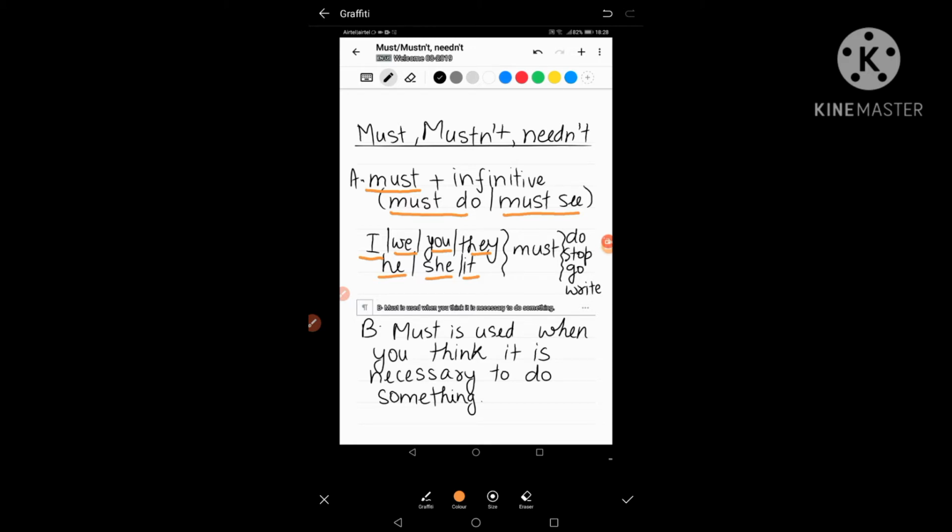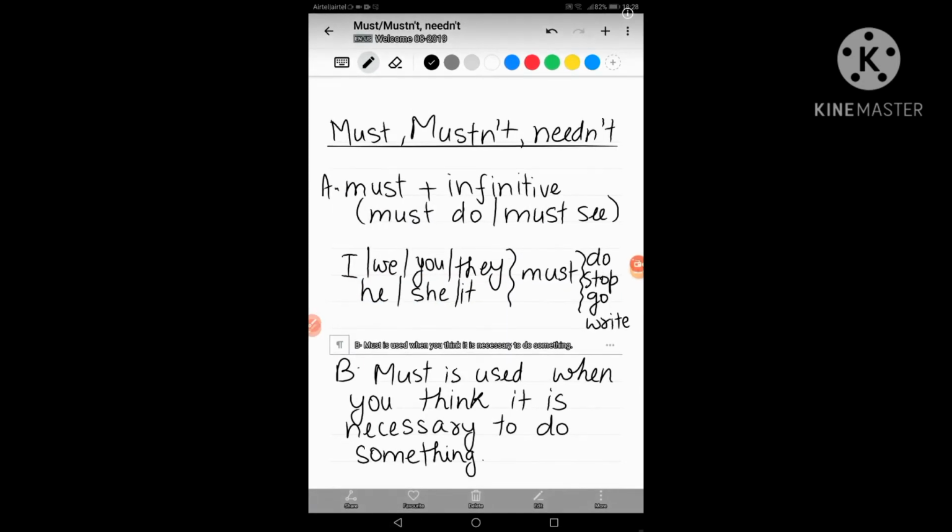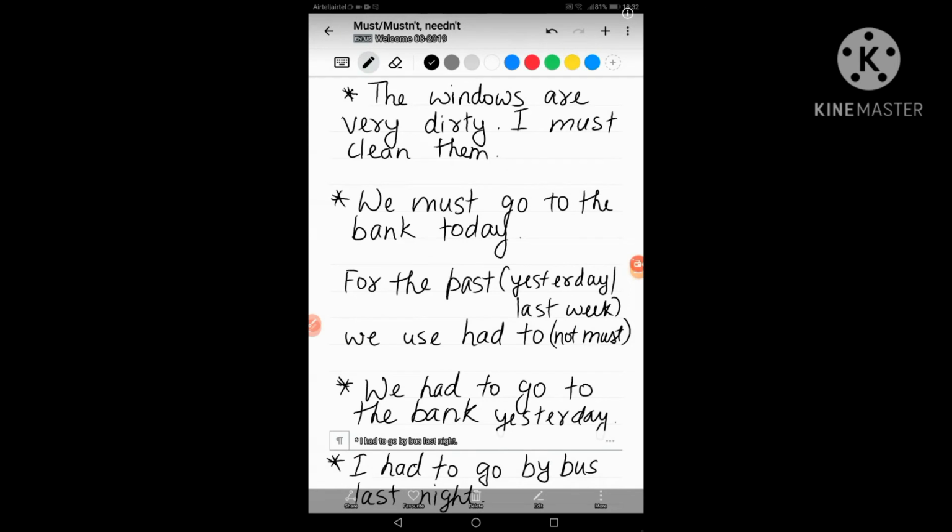Then what is the second thing? Must is used when you think it is necessary to do something. When it is very much necessary to do something, we will use must. For example, the windows are very dirty. I must clean them. We must go to the bank today.